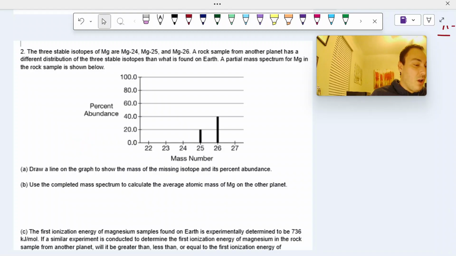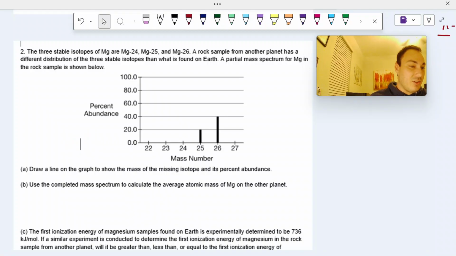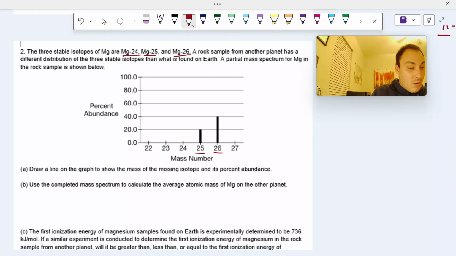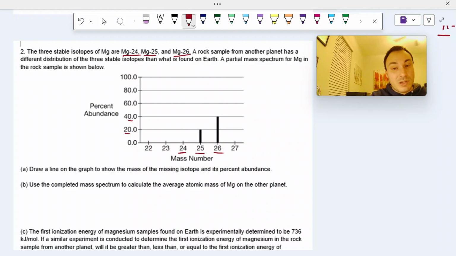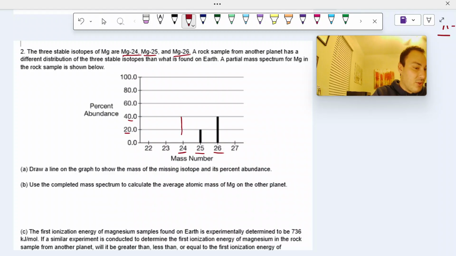So, A, draw a line on the graph to show the mass of the missing isotope and its percent abundance. Let's see. We know that we have 3 stable isotopes, Mg24, Mg25, and Mg26. The 25 and the 26 are already accounted for. The one we're missing is the 24. We also know that the percent abundances need to add up to 100. So we have a 40 and a 20. 40 plus 20 is 60. That means we're missing 40%. That other 40% is going to go right at that 24. That's the answer.